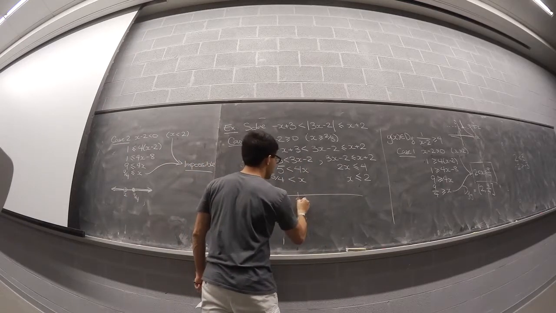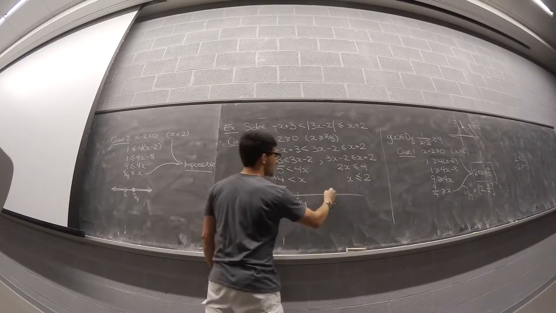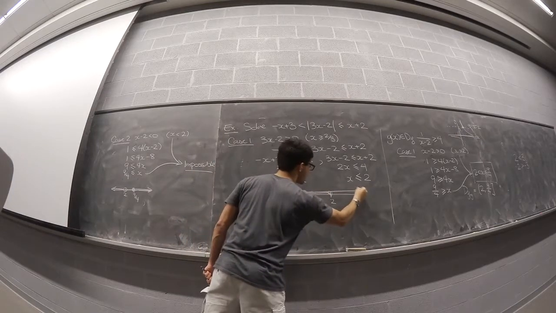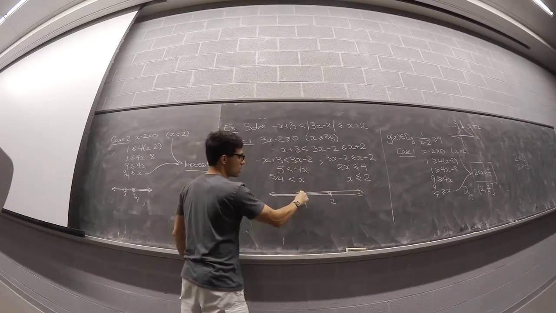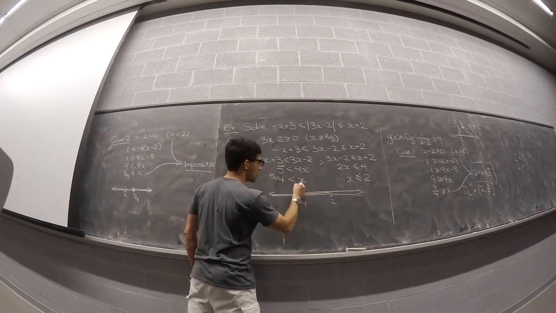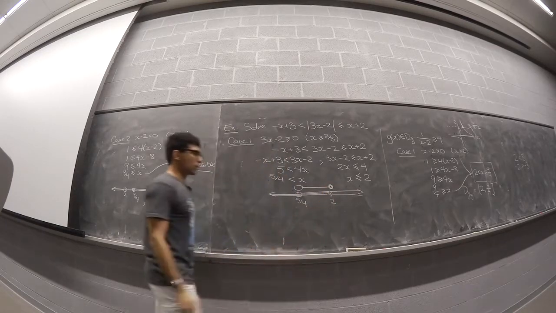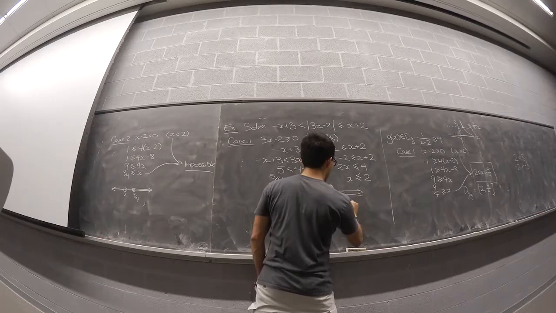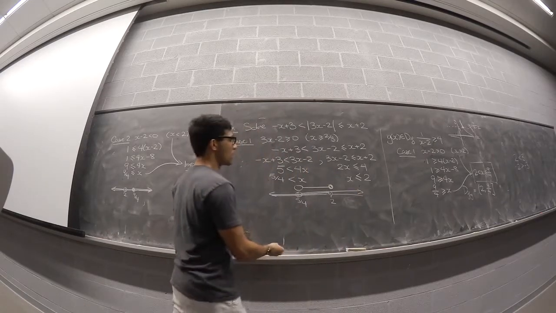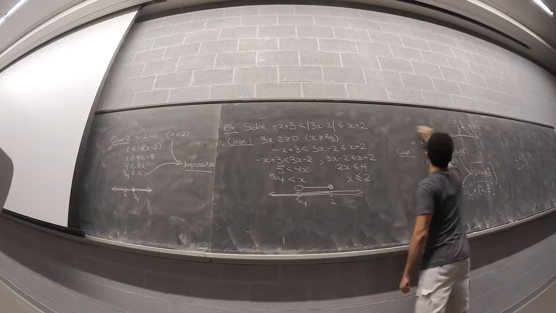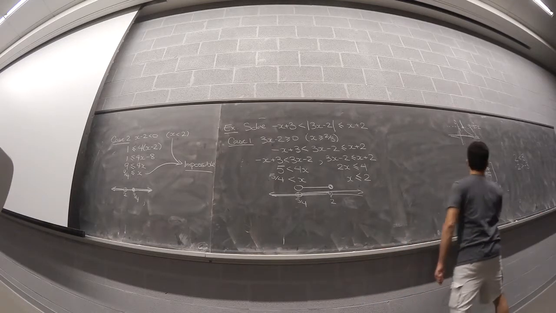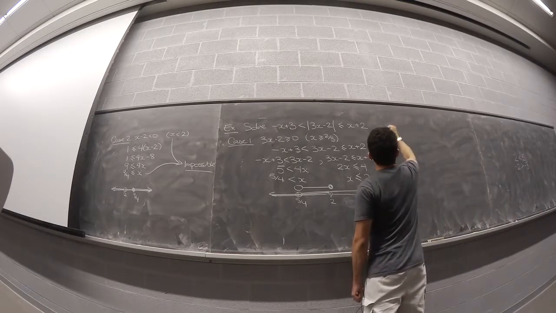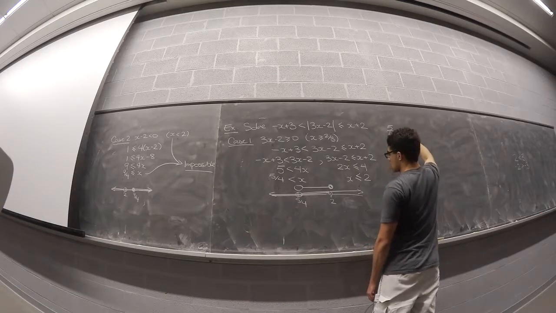Okay, 5/4 is here, 2 is here. You want x less than or equal to 2, and x greater than 5/4. Where do they overlap? Here, right? They overlap here. Okay? Everything's fine in this case. Five quarters is less than x is less than or equal to 2.